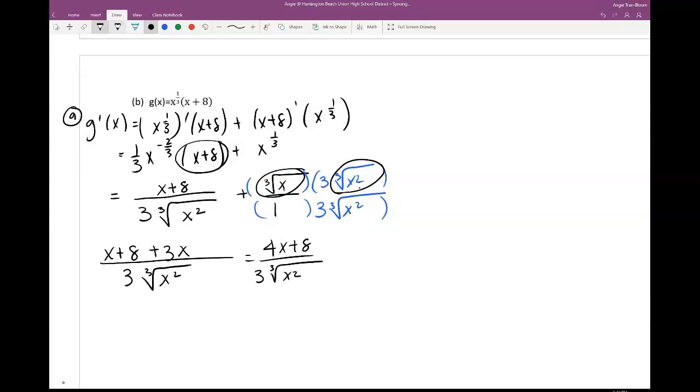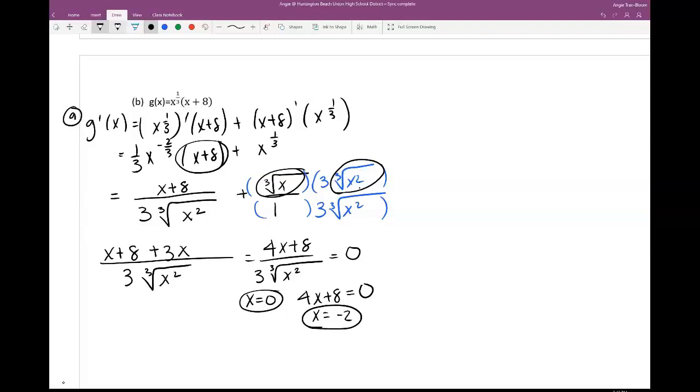I need to find the critical points, so I need to set it equal to 0. The first critical point is right away. The denominator can't be 0. So the first critical point is 0. Then I need to take my numerator and set it equal to, you guessed it, 0. So that one will give me x equals negative 2. So I have 2 critical points.